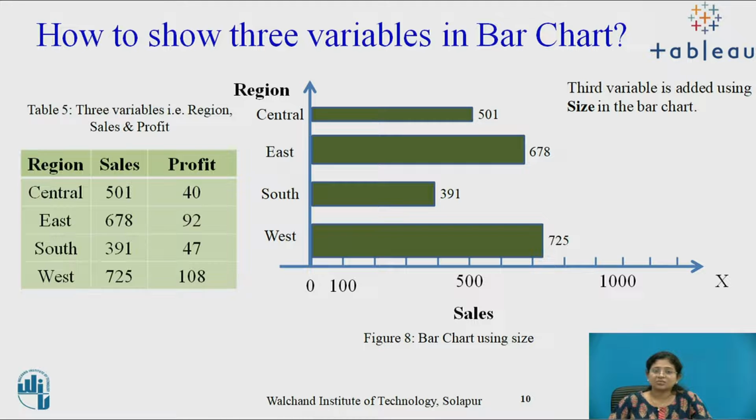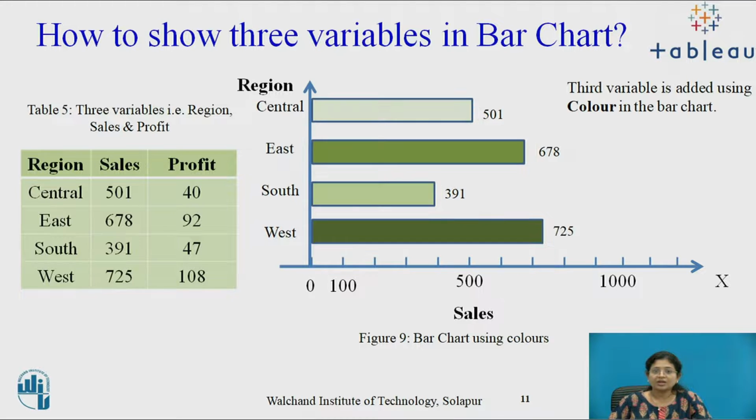Now, we can also show these three variables in a bar chart by different colors. Look here, the third variable, that means the profit, is added using the color in the bar chart. Here a profit which is maximum has the dark color and a profit which is very minimum has the faint color. So, here we have seen the various bar charts and scatter plot.